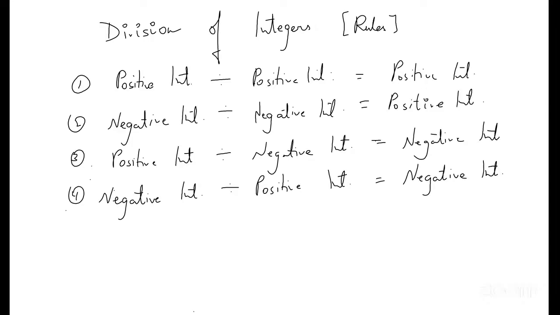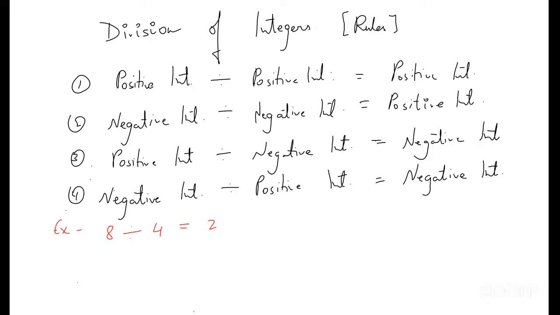Now we will take a look at some examples. Divide 8 by 4. Both are positive. Very simple. Answer will be 2. Positive, positive equals positive.